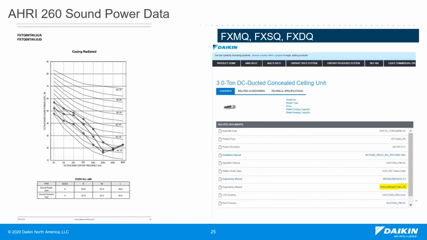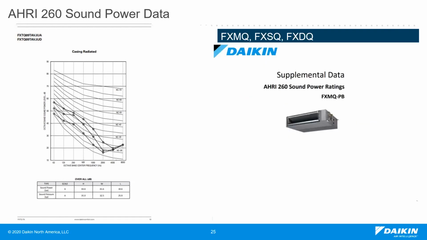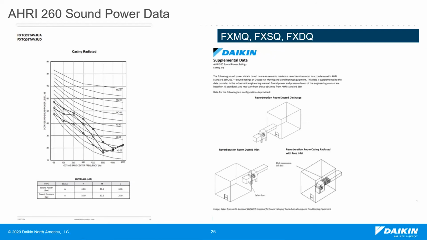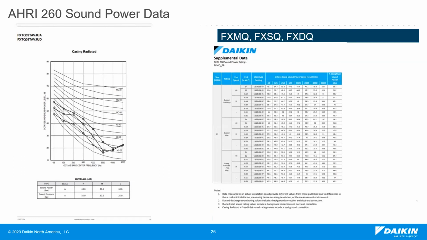If we go over to the ducted FXMQ, FXSQ, and FXDQ units, when we go into Daikin City and look down at the related documents, you'll see there are two engineering manuals. One of them has AHRI in it. This is a supplemental data sheet, which is what it's referred to. The information for those units is contained here as well. It gives a little blurb on the reverberation configurations from which the sound power ratings are obtained. And this is what it looks like.